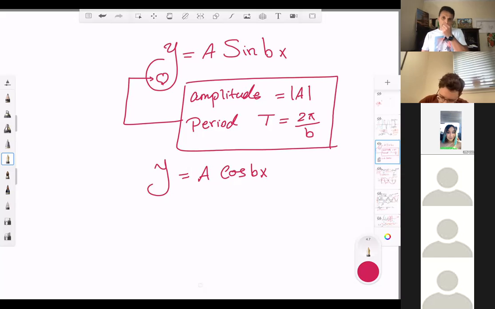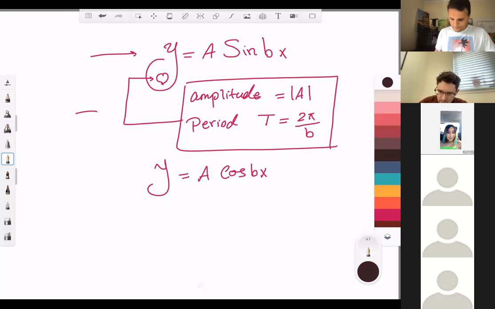Good. So there are two important things about a periodic function, amplitude and period. If I give you an equation, it's very easy to use this formula and come up with the amplitude and period. But if I give you a graph, it might be a little more challenging. So now let's have a few examples. Example: y equal to 5 sine of 4x. What is the amplitude and what is the period of this graph?